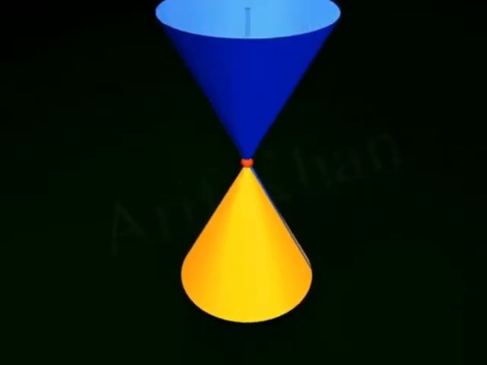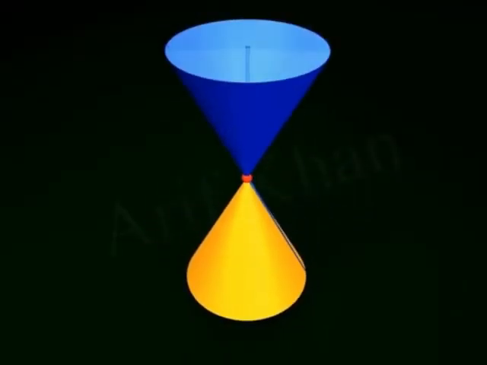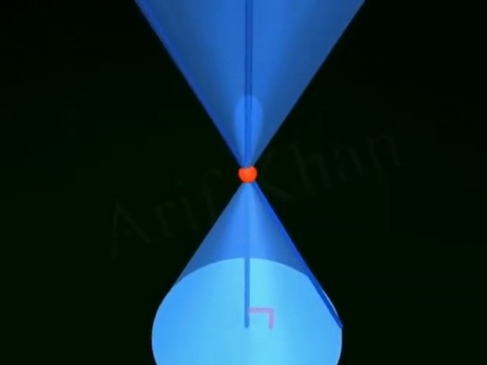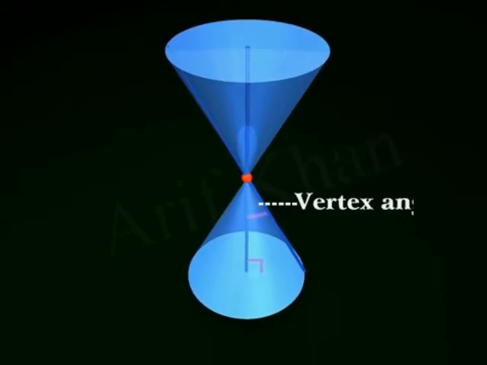A double right circular cone has two naps. The nap above the vertex is called the upper nap, and that below the vertex is called the lower nap. Also, the angle between the generator and the axis is called the vertex angle.